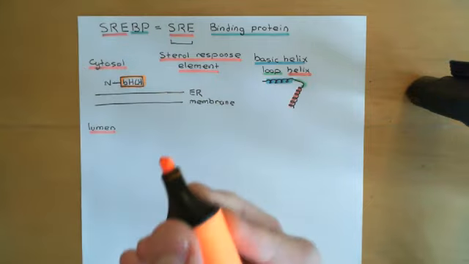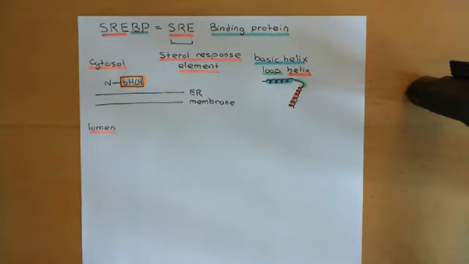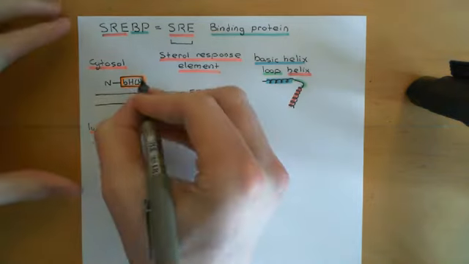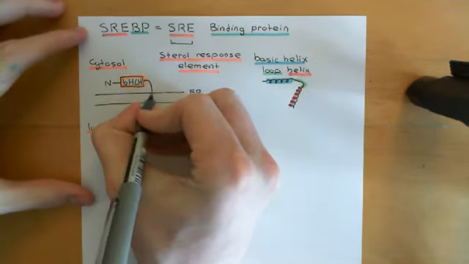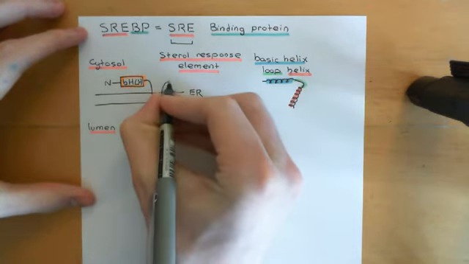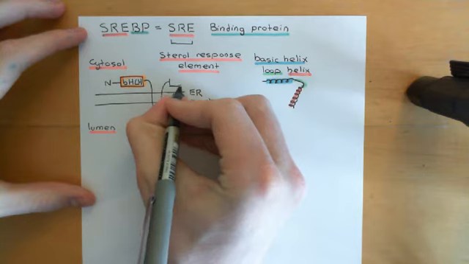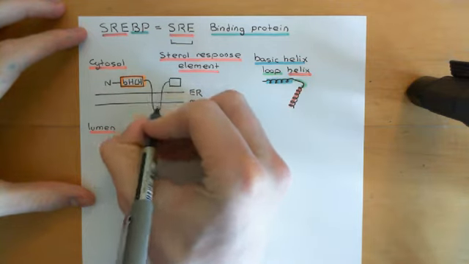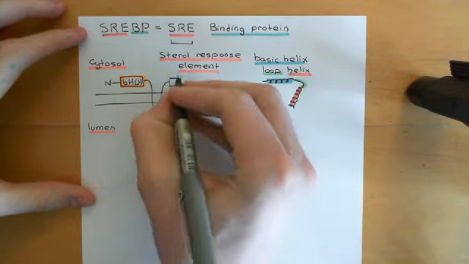Now at the moment this bHLH domain is not going to be binding to DNA at all, because it's attached to the rest of the protein, which is anchoring it in the ER membrane, so it's not going to be doing anything at the moment with regards to affecting gene expression. So here are the two transmembrane domains of our SREBP protein.